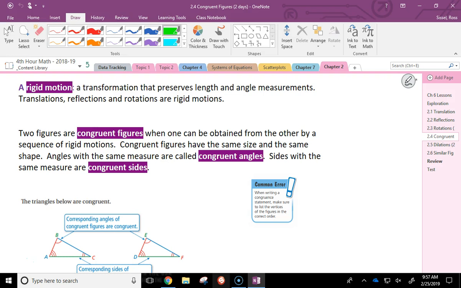A rigid motion is a transformation that preserves length and angle measurements. These are rigid motions.